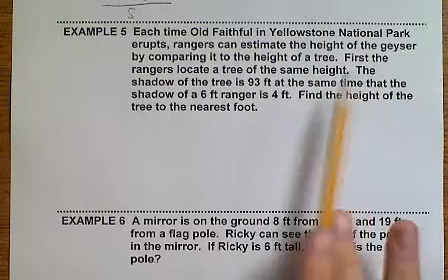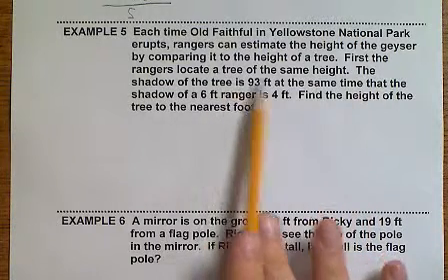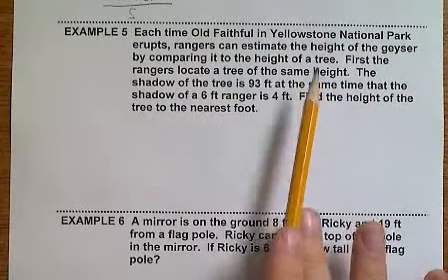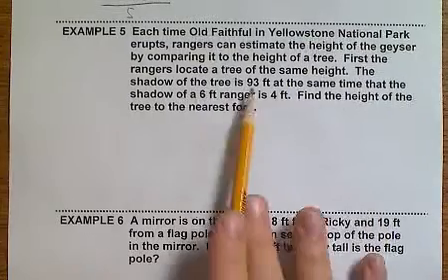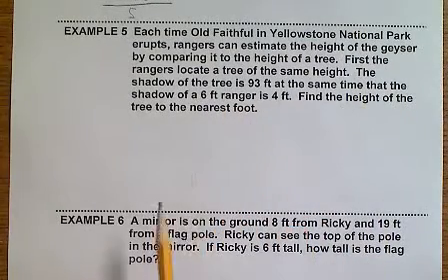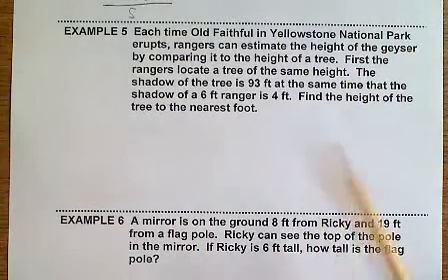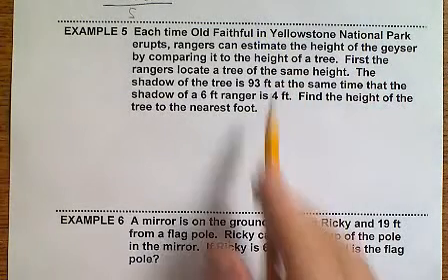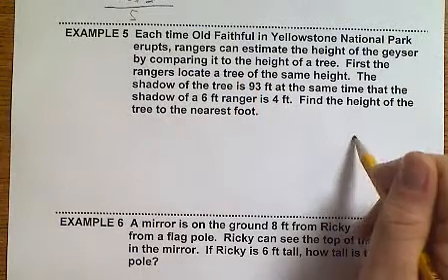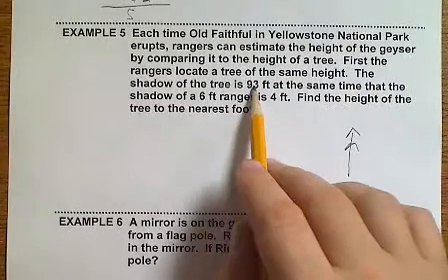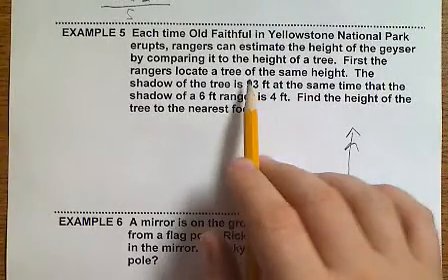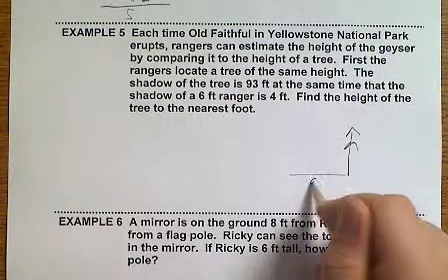So the rangers located a tree of the same height. Okay. The shadow of the tree is 93 feet. At the same time, the shadow of the ranger is 6 feet 4 inches. So the geyser goes up, and they find a tree that's the same height as Old Faithful's geyser. So the height of this particular tree is 93, well, we don't know what that is, but we know the shadow of that tree is 93 feet long.